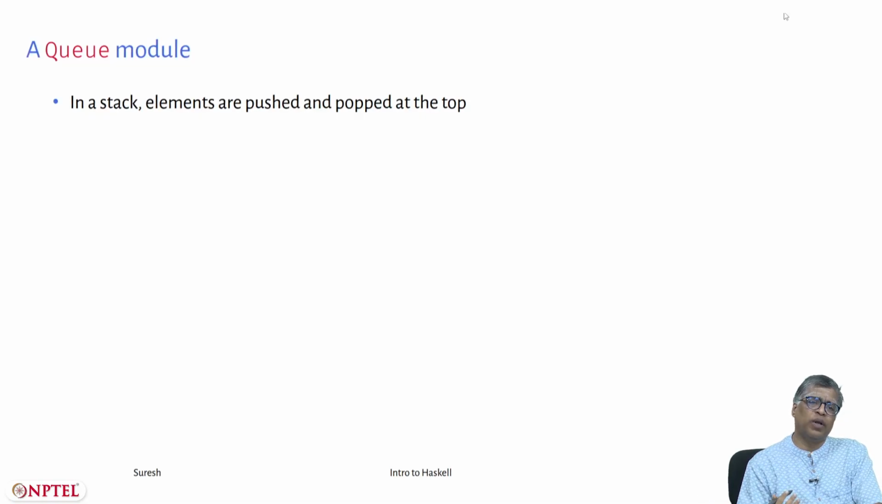So, what is the difference between a queue and a stack, which we saw earlier? In a stack, elements are pushed and popped at the top. In a queue, elements join at the rear of the queue and exit at the front of the queue, just like any real world queue you see.